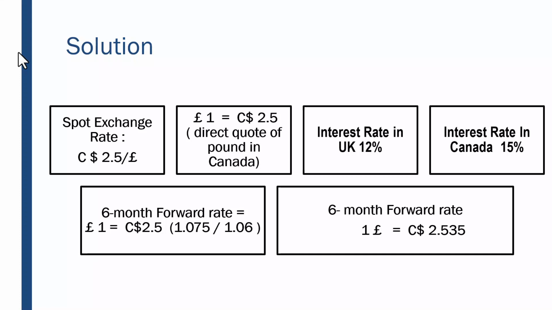What I am doing here, I am taking 1.06. Okay. So I am arriving at the 6 months forward rate, which is 1 pound will be equal to 2.535. Is that okay? So this is going to be my forward rate. Is it clear? Is it clear, Zubin? Is it clear? Everyone followed?